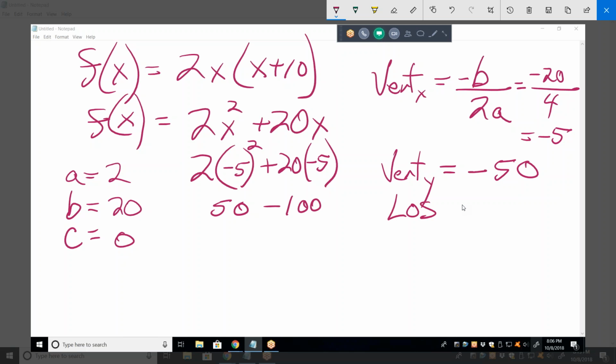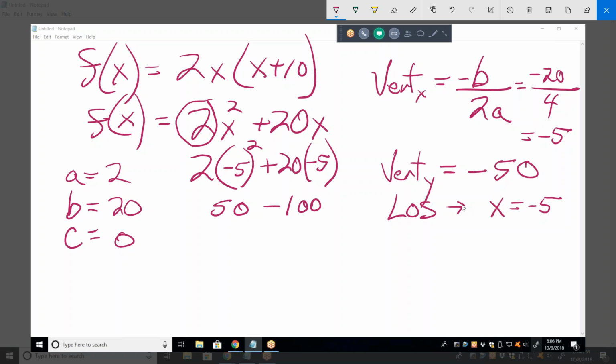What's the line of symmetry? The line of symmetry is x equals negative 5. Remember, it is a line. Okay, so I got the vertex, I got the line of symmetry. Is it a minimum or a maximum? It is a minimum.